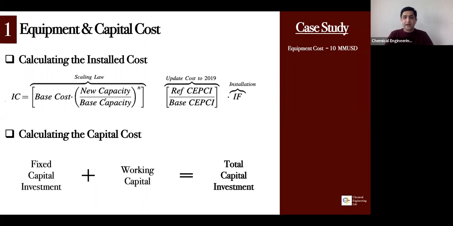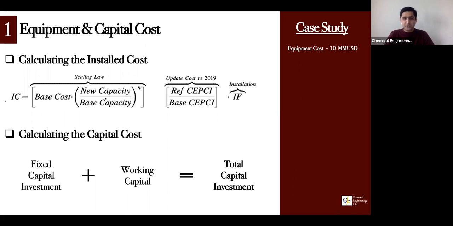So let's say I want to buy a flash tank, and a flash tank costs, let's say, $20. That is the equipment cost. What we want to calculate is the total installed cost, and that means we need to calculate the cost when that flash tank is also installed within our facility.